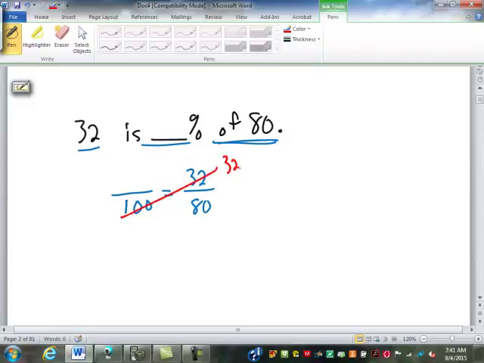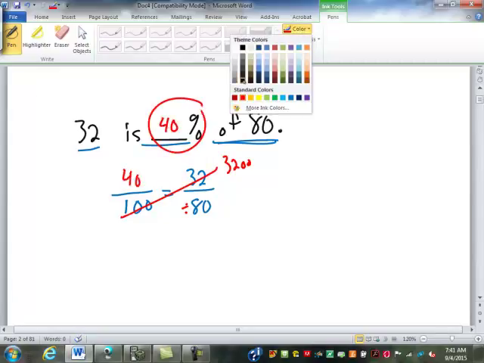100 times 32 is 3,200. Divided by 80 is 40. 32 is 40% of 80.